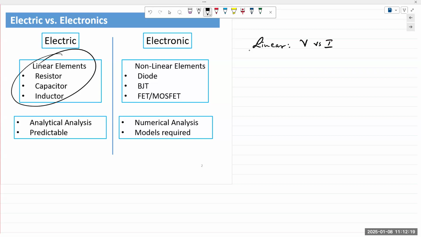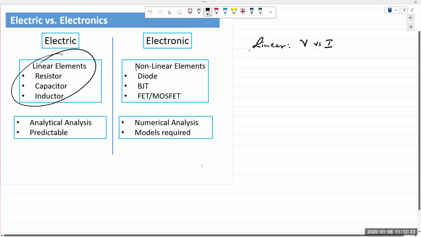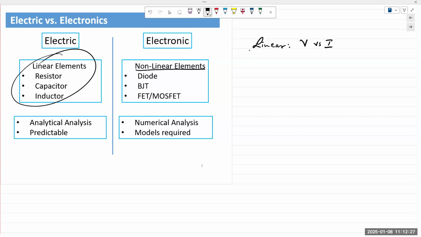For electronic devices, we will learn about nonlinear elements. Nonlinear elements are the semiconductor devices, starting with the 2-terminal diodes and 3-terminal transistors. In transistors, we will look at BJTs and FETs. So these are non-linear elements because the voltage and current do not have a linear relationship with each other.